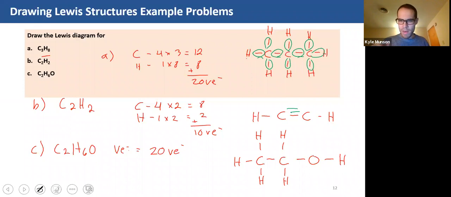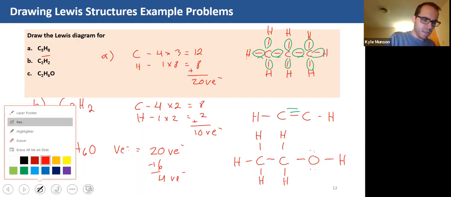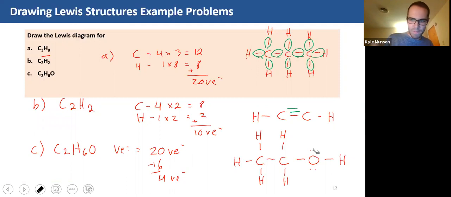Okay, so how many electrons did I use up so far? 1, 2, 3, 4, 5, 6, 7, 8, 9, 10, 11, 12, 13, 14, 15, 16. So I've got 4 left. And if you look here, the oxygen isn't happy. He doesn't have 8 electrons around him. So I could put those electrons there. But anyway, that's the Lewis structure for that formula.